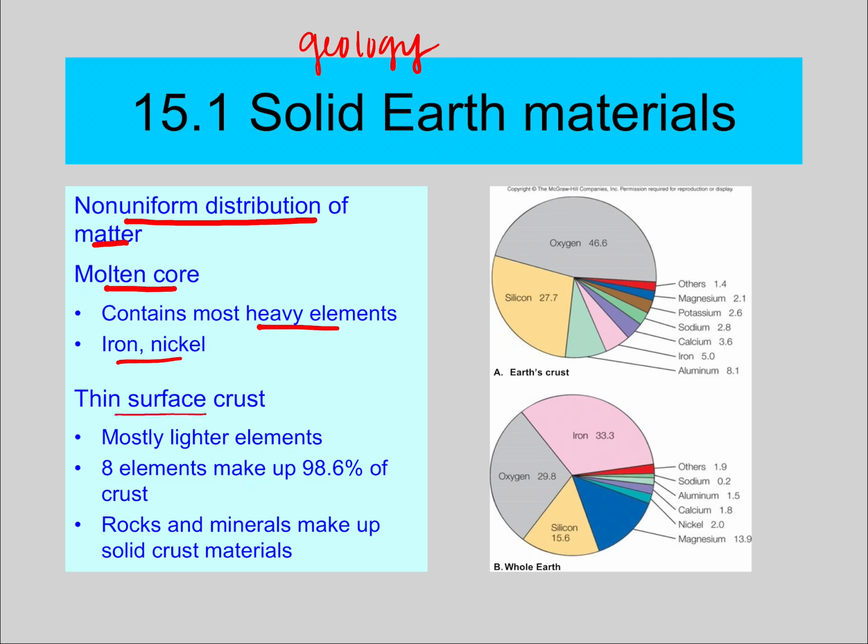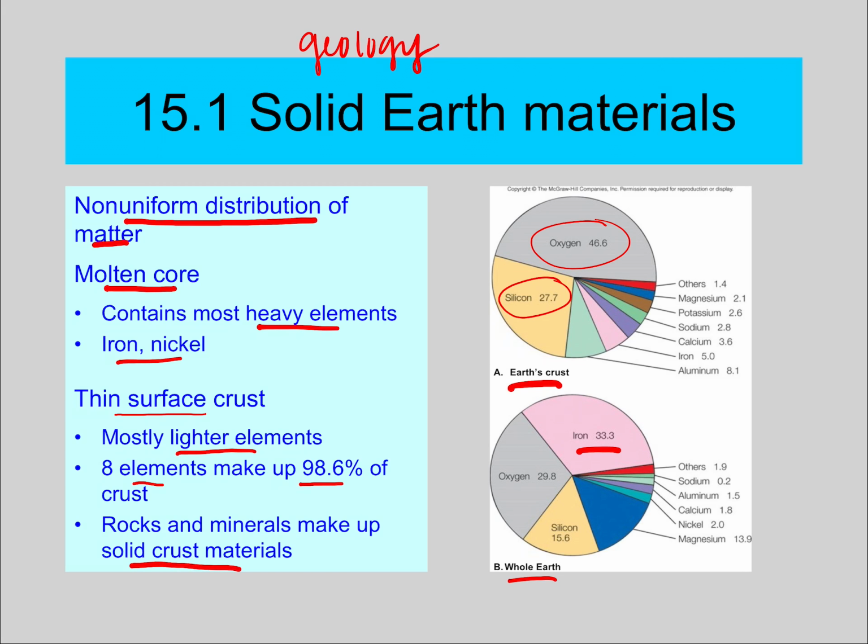And the crust of Earth is thinner, kind of like an outer shell, like an eggshell, and it's made up of mostly lighter elements. If you remember, we talked about 8 elements making up almost 99% of Earth's crust, and the majority 2 being oxygen and silicon. And this is Earth's crust; if we took into account the whole Earth, iron would be the predominant element.